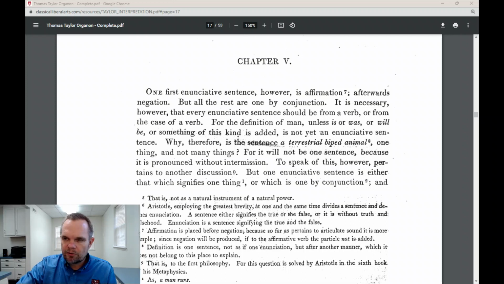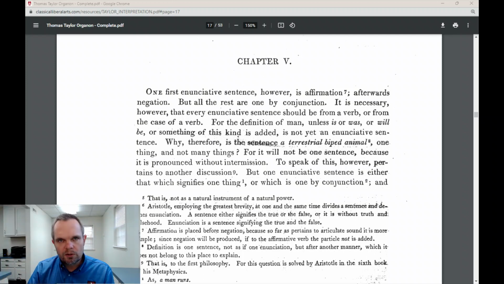Okay? A terrestrial biped animal. So we've got 4 words spoken. 4 spoken things. And yet, when we speak these 4 things, they are spoken together in one expression to signify one thing. And the one thing that they signify is man. So this is the example of what he just mentioned when he said, for the definition of man, the definition of man. Well, here is his definition of man.